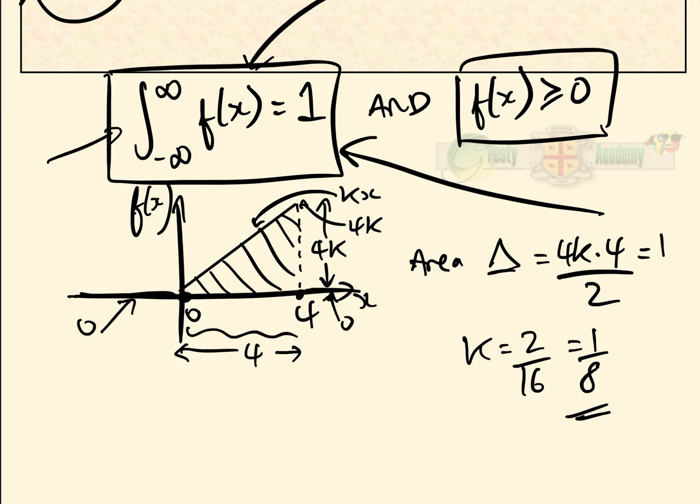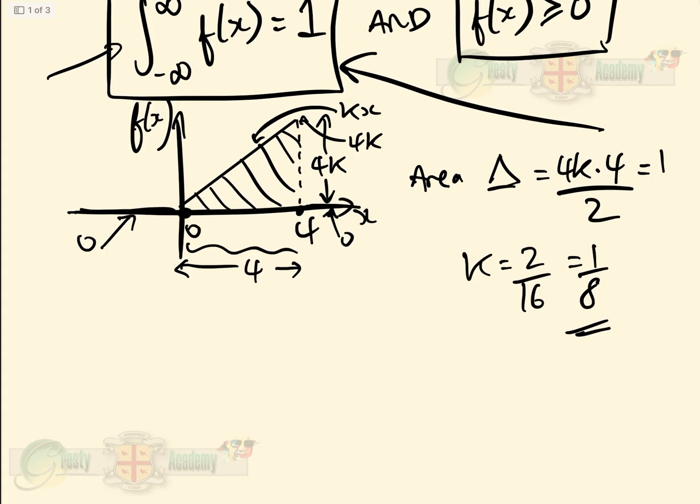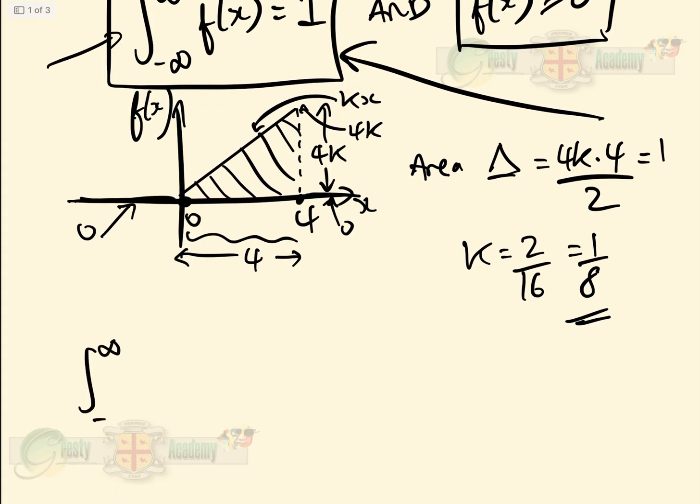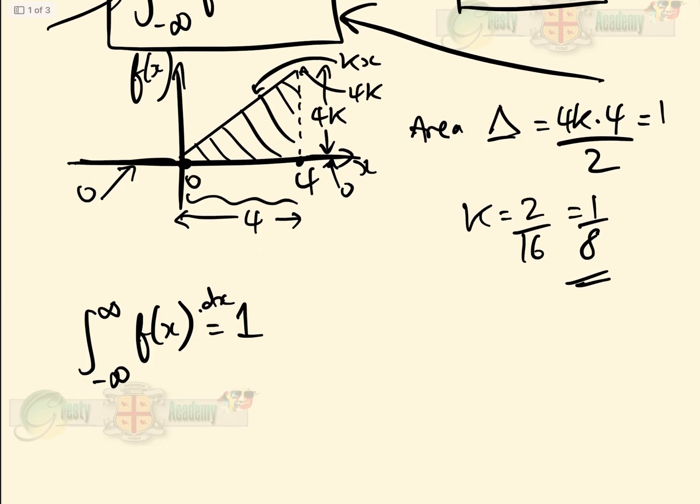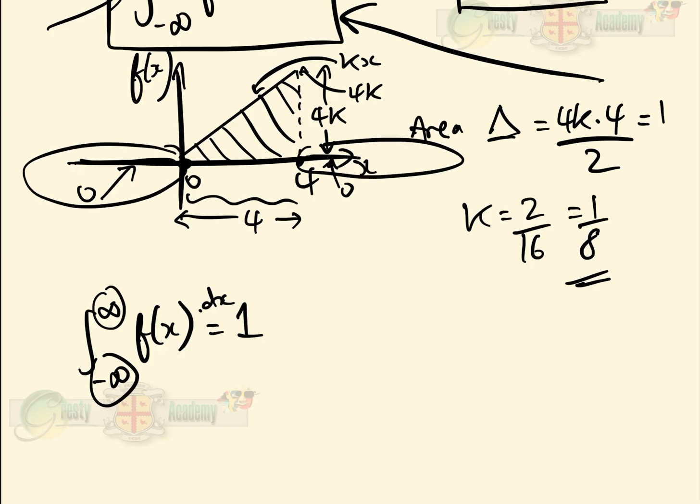But as this is a how-to, let's also do it by the integration route. Let's imagine it wasn't a triangle. The integral between infinity and minus infinity, by definition, of any probability density function, dx, sorry, I forgot my dx, equals 1. In this case we don't need to integrate between infinity and minus infinity, because anything less than 0 and anything greater than 4 is 0, so we only have to integrate between 0 and 4 of f of x dx, and we know that will equal 1.